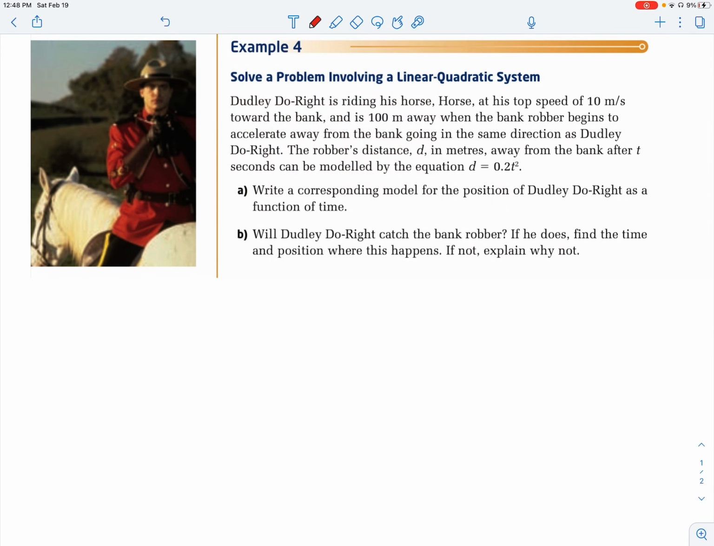So let's just say the bank is right here, and the bank robber just leaves the bank. He's got a little bag of loot, a bag of cash there that he's running away with. So Dudley Do-Right, he's on his horse.